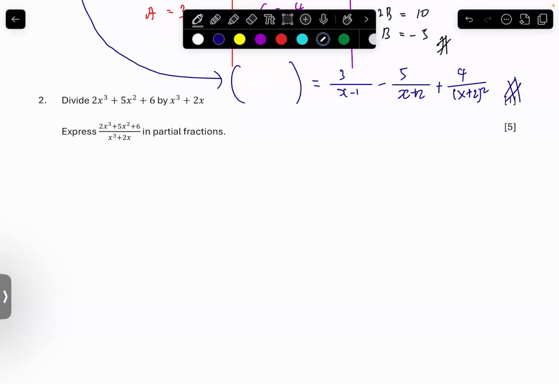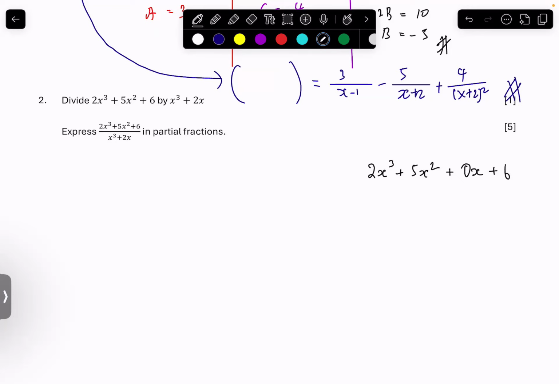Okay, let's take a look at question 2. Divide 2x cubed plus 5x squared plus 6 by x cubed plus 2x. So 2x cubed plus 5x squared. Now take note, when you want to do long division, the terms of x must be in descending order.